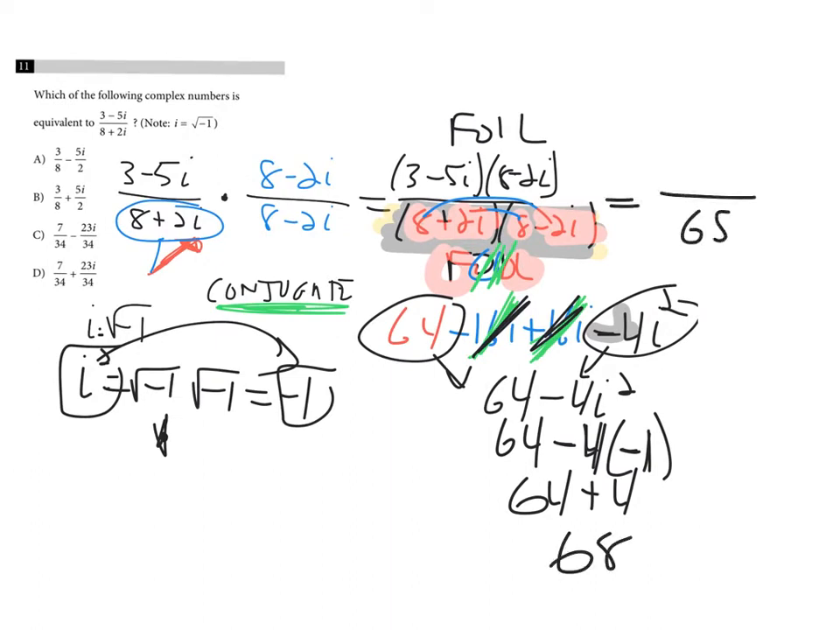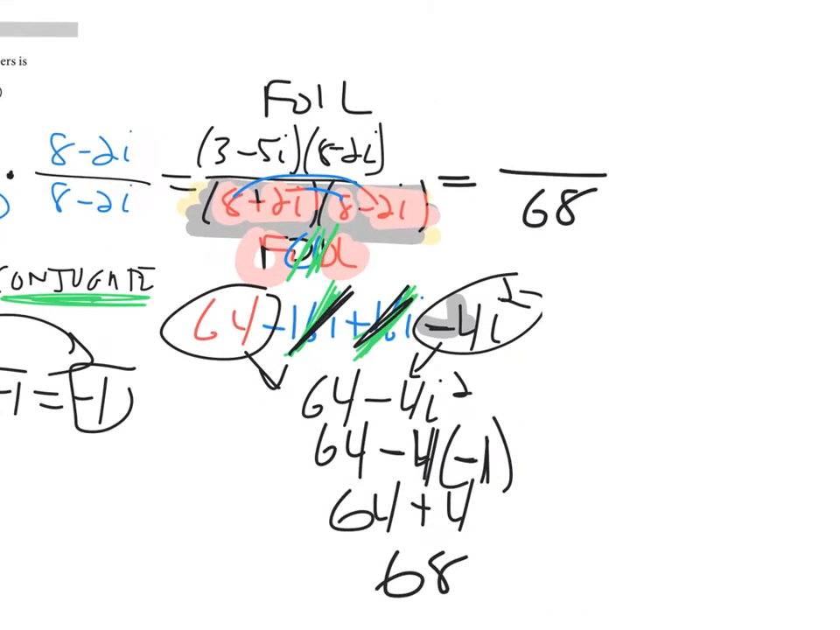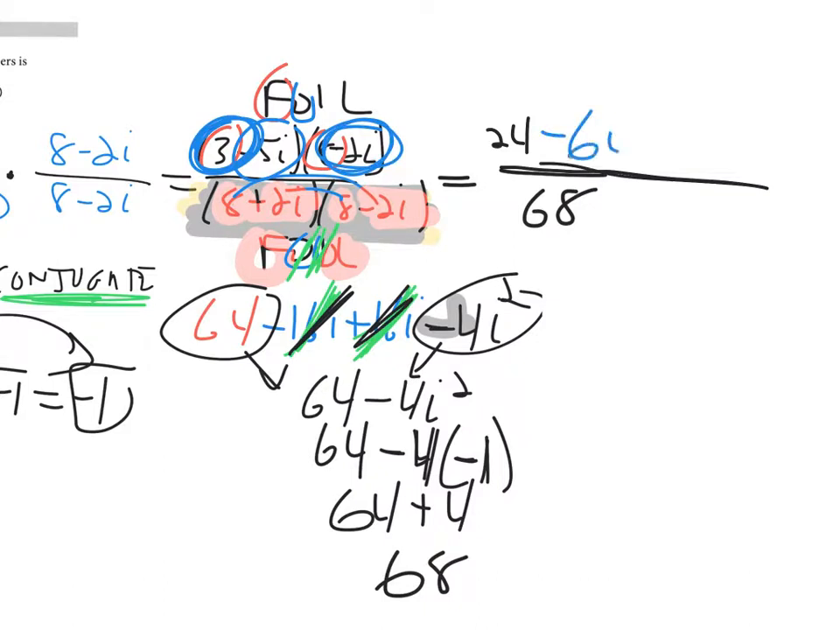So the goal was to get rid of the i in the denominator. Now let's take a look at our numerator. Here, the numerator, we're going to have to do the full FOIL because we're not multiplying conjugates. The first, 3 times 8, gives you 24. The outsides, positive 3 times negative 2i, is negative 6i. The insides are negative 5i times positive 8, so that's going to be negative 40i. And then here the lasts, negative 5i times negative 2i, is positive 10i squared.